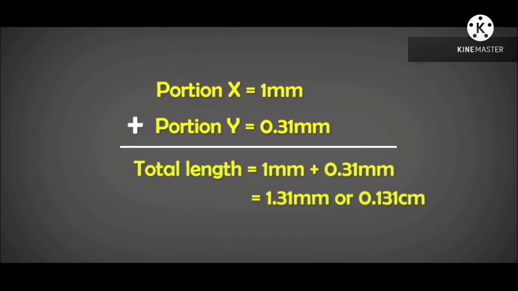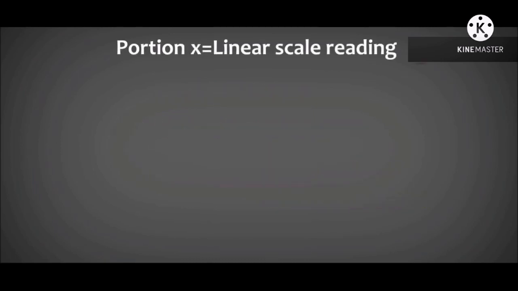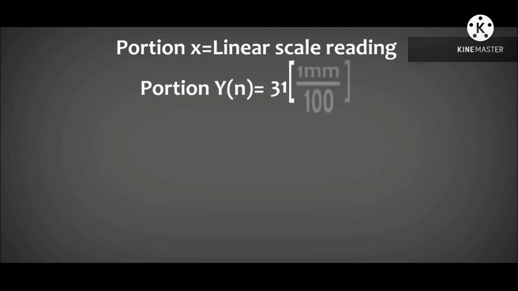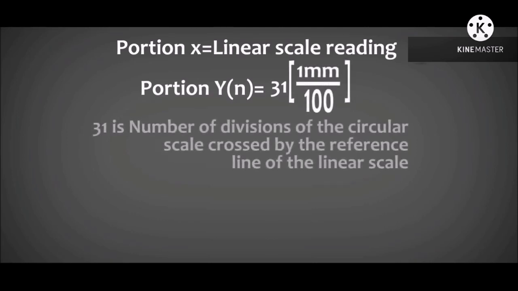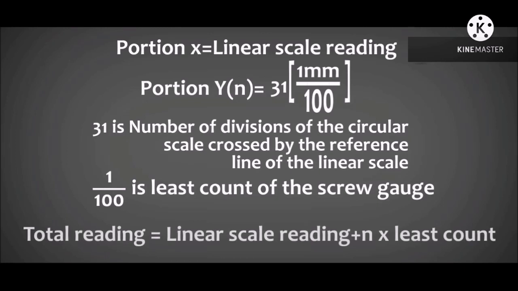Total length is equal to portion X plus portion Y, which is 1 millimeter plus 0.31 millimeter, which is 1.31 millimeter or 0.131 centimeter. Now, portion X is equal to the linear scale reading or pitch scale reading. Portion Y is equal to 31 into 1 millimeter by 100. 31 is the number of divisions of the circular scale that cross the reference line of the linear scale. 1 millimeter by 100 is the least count of the screw gauge. Therefore, total reading is equal to linear scale reading plus n into least count, or in another way, total reading is equal to pitch scale reading plus head scale coincidence into least count.